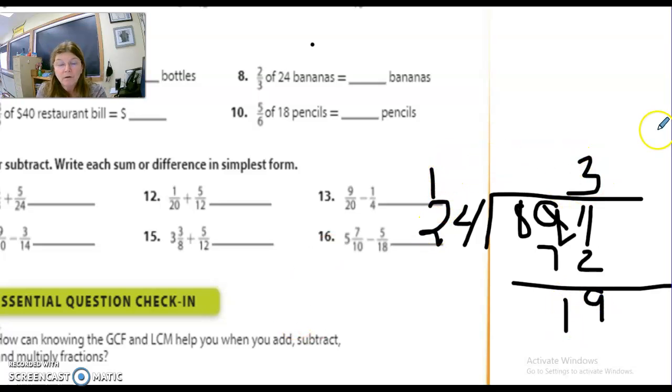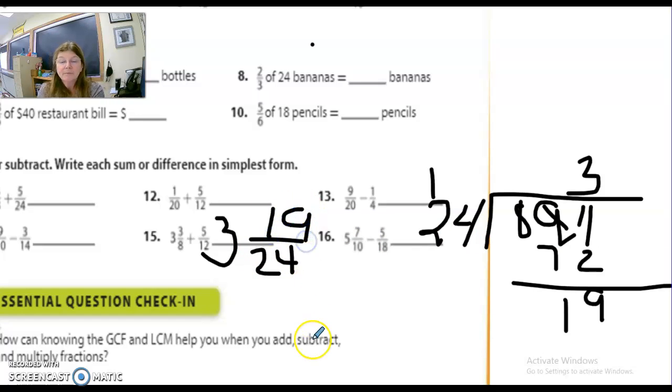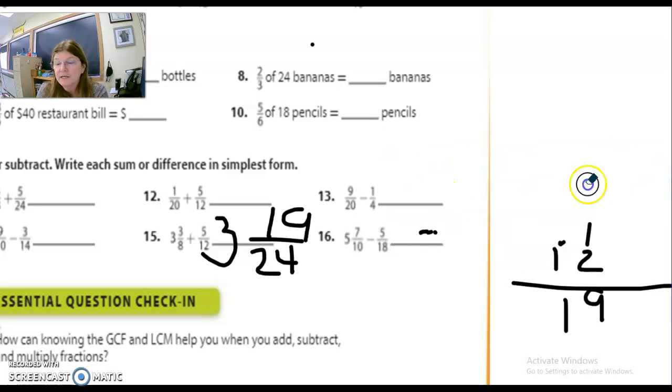So what is our fraction for this? Well, we have 3 wholes, 24 is our denominator, it's on the bottom, and 19 on the top. Can we simplify this? No, because we know that the only thing that will go into 19 is 1. Okay, there you go. I hope this has helped you. You can go back and look at this if you need to.